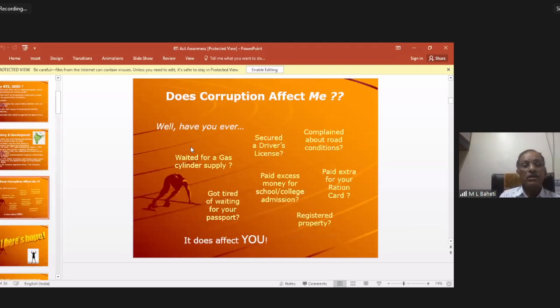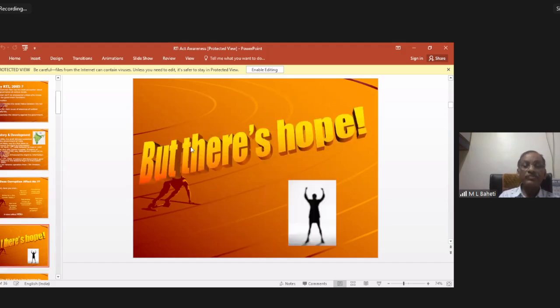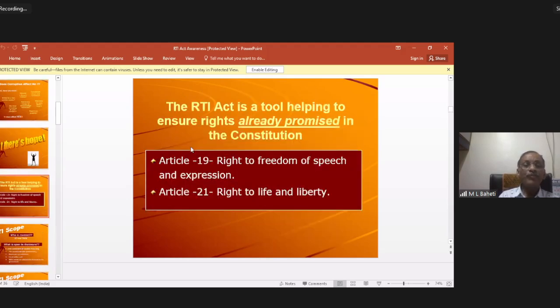How does corruption affect me? Well, have you ever waited for a cylinder supply? Got tired waiting for your passport, or securing a driving license? Have you paid excess money for school or college admission? Or waited for registration of property? Or complained about the road condition? Like this, there are so many situations in day-to-day life. It affects you. But there is hope.